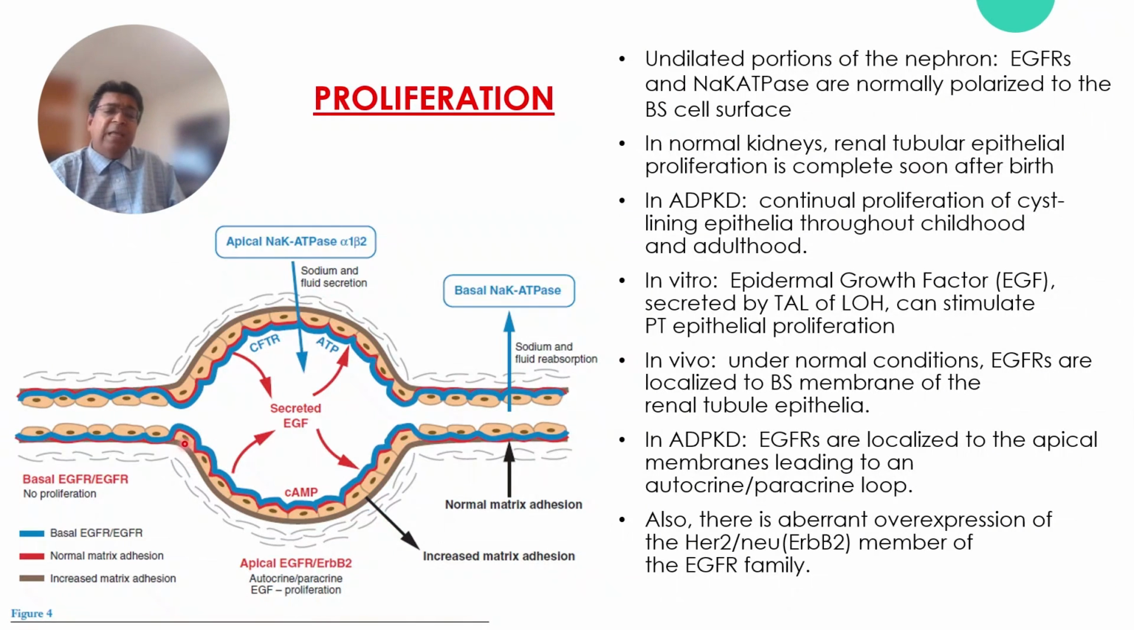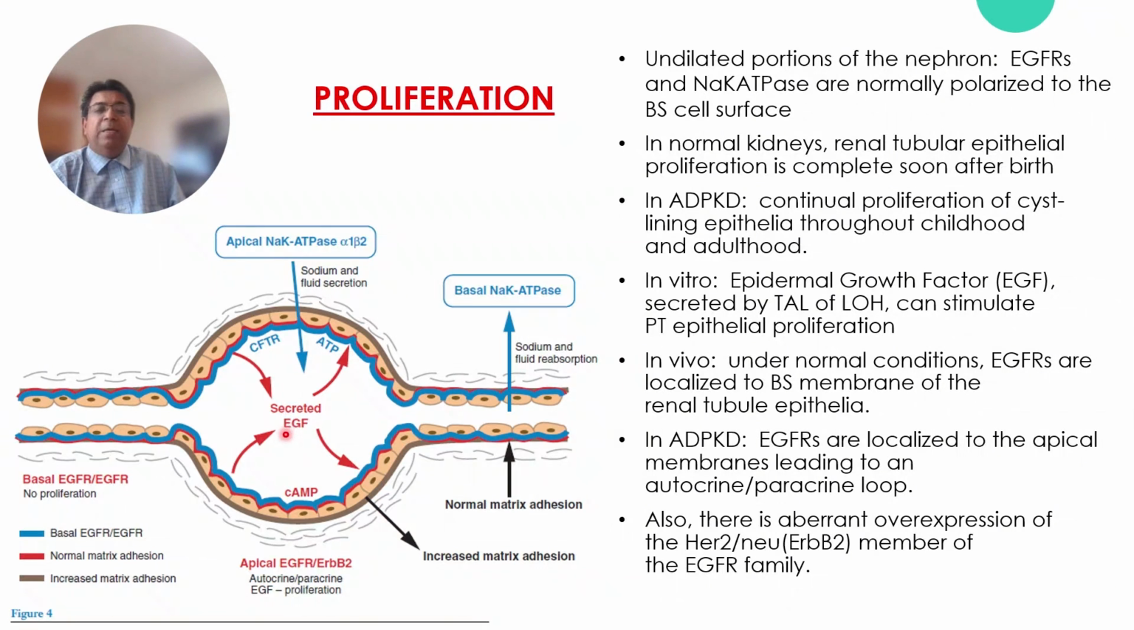And the fact that the growth factors are apical as opposed to basal is fundamental to renal tubular epithelial proliferation. So these growth factors are going to act in an autocrine and paracrine manner. So you have autocrine and paracrine proliferation of renal tubular epithelial cells.